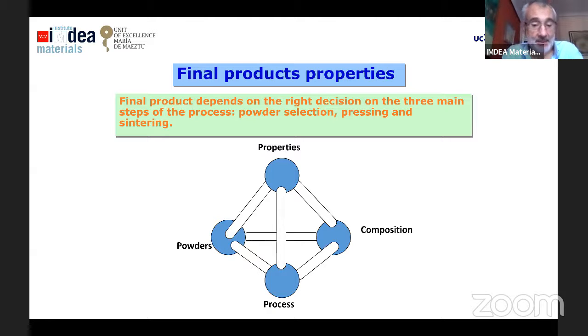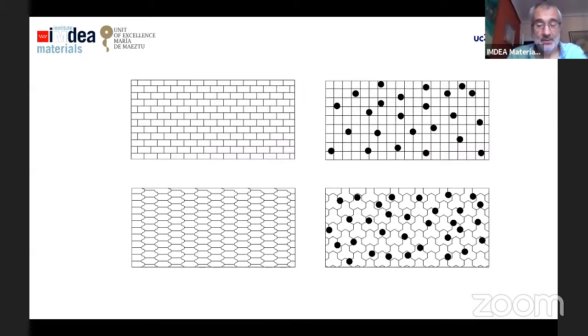So in that case, we will fall in the typical tetrahedron of materials science and engineering, in which we have to relate the properties, the composition, the process, and the powders that we are using. In this slide, I want to compare what we can expect from conventional forged materials and conventional PM materials. In conventional forged materials, usually we have a fully oriented microstructure with a texture in one direction, which is perpendicular to the forging direction.